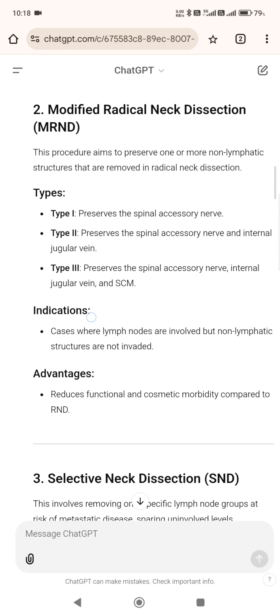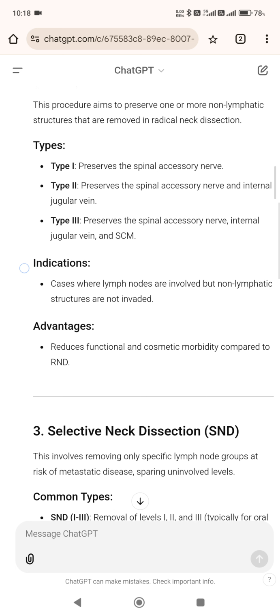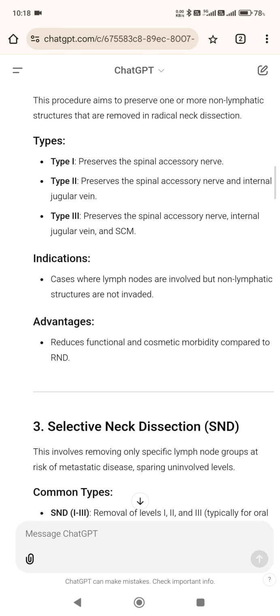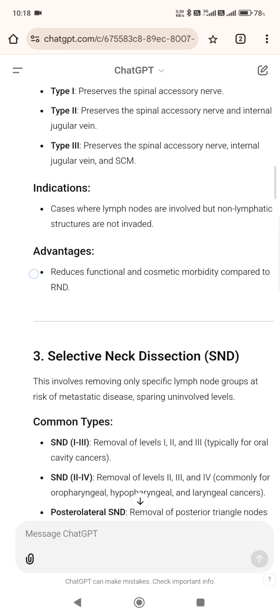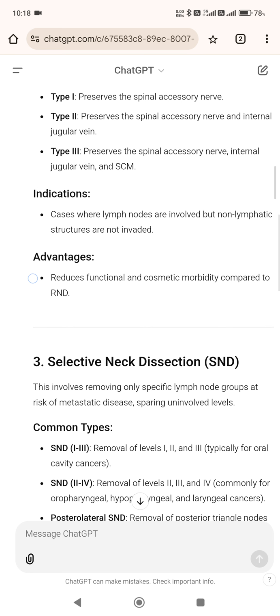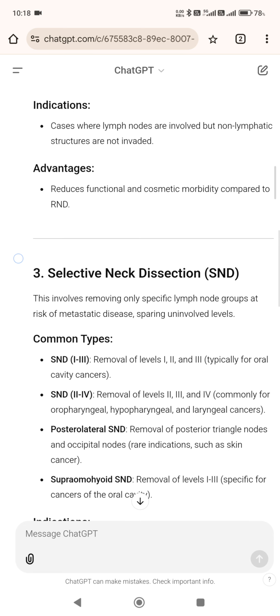2. Modified radical neck dissection, MRND. This procedure aims to preserve one or more non-lymphatic structures that are removed in radical neck dissection. Types: Type 1 preserves the spinal accessory nerve. Type 2 preserves the spinal accessory nerve and internal jugular vein. Type 3 preserves the spinal accessory nerve, internal jugular vein, and SCM.